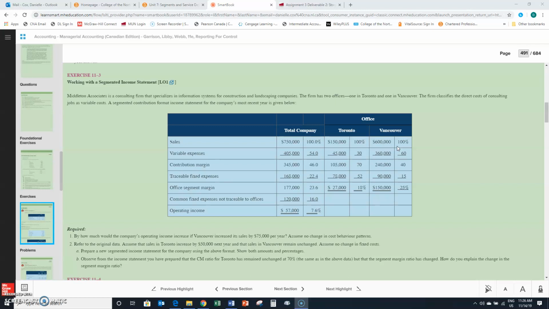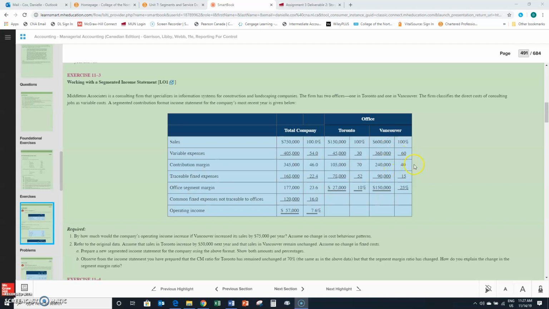So we are required, by how much would the company's operating income increase if Vancouver increased its sales by $75,000 per year? Assume no change in cost behavior patterns. So there's no change in cost behavior, which means fixed costs are going to stay the same. And what they mean by that is variable costs are going to increase the same as sales.